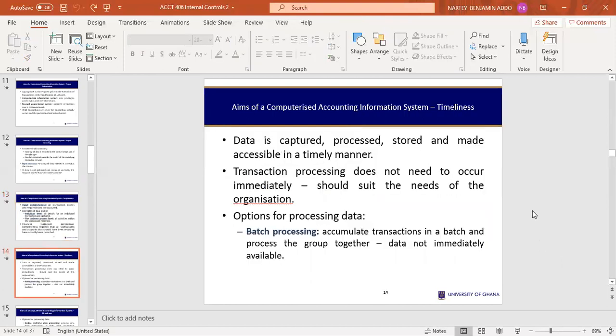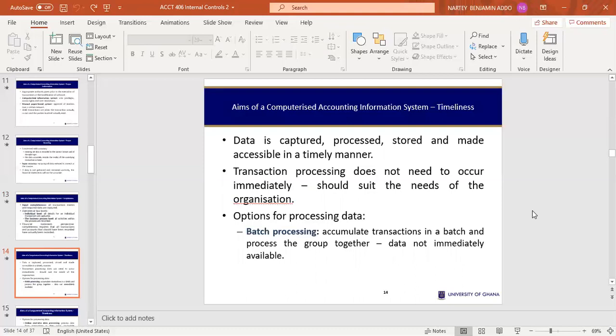Then timeliness. Data is captured. Normally when data is captured, it has to be processed and stored in the database management system, and then the information will be made available. So we are saying that the information must be timely. If, for example, you need information to predict some transactions, then that information must be available at that time.